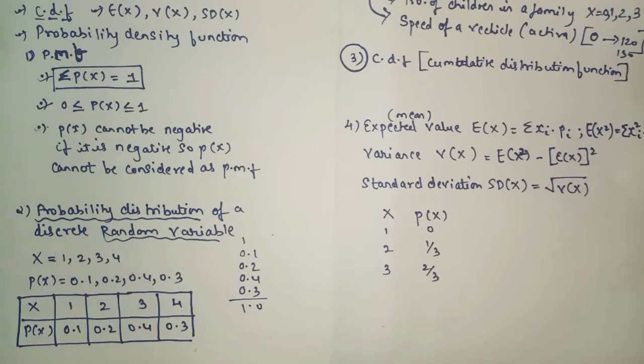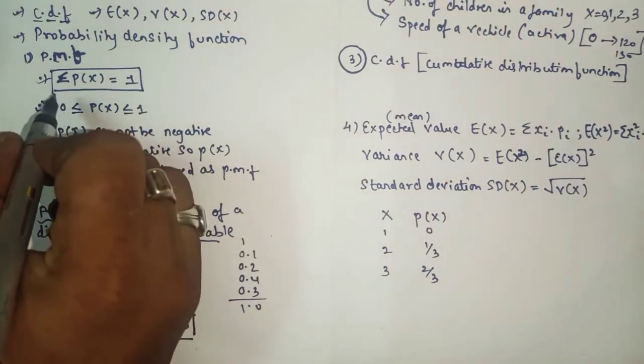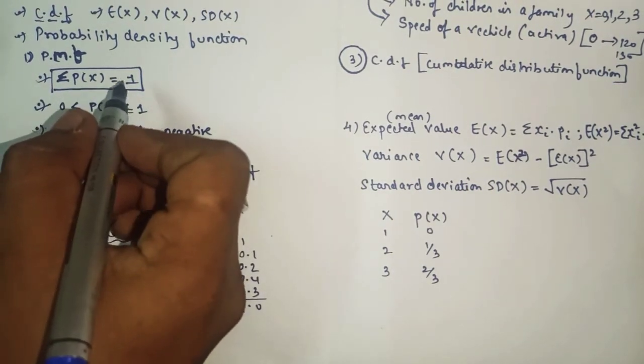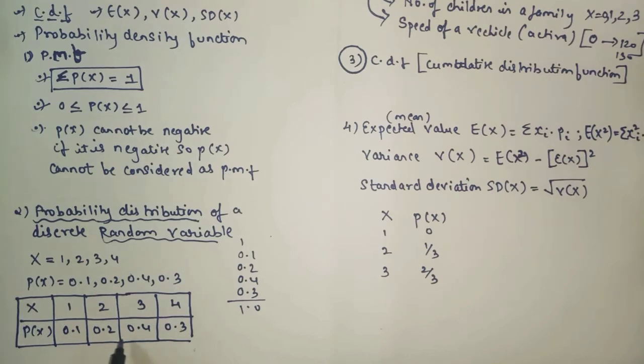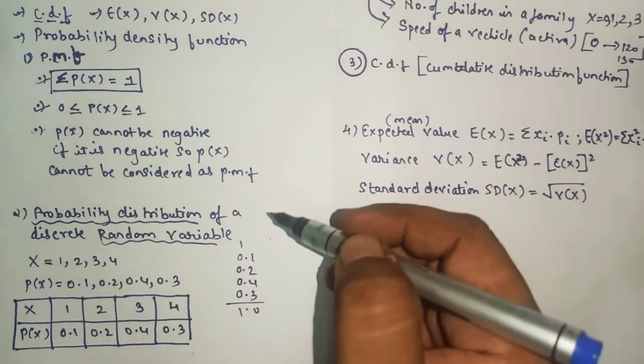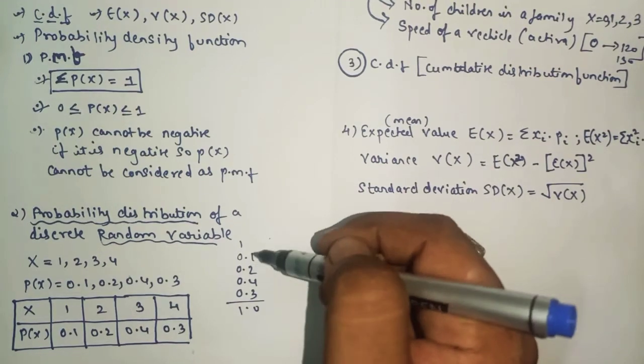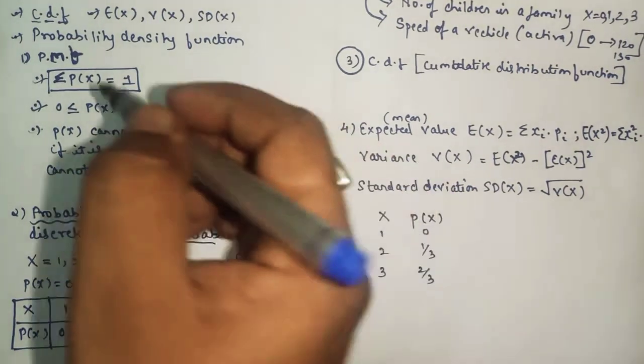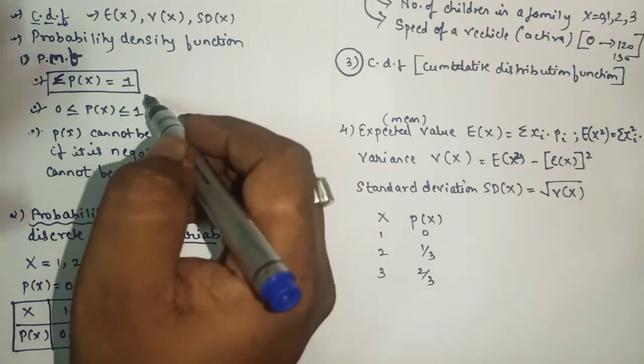The first one is what? The total of P of x should be equal to 1. As here we have 4 values, when you add the 4 values, you will get what? 1.0, as it comes to 1. That is equal to 1.